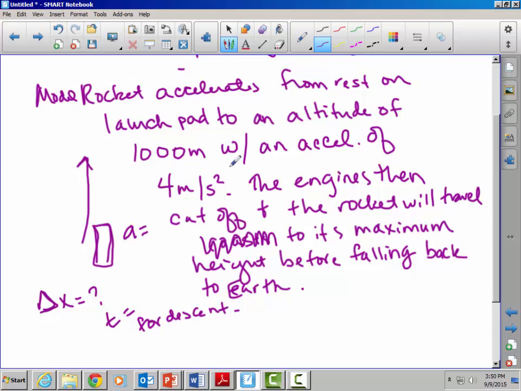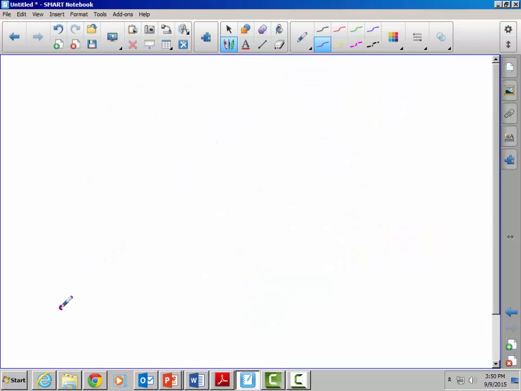Alright, so first thing we want to do is we want to draw a map to show what's happening. So rocket takes off here. It's at rest on the launch pad, so its initial velocity down here is 0.